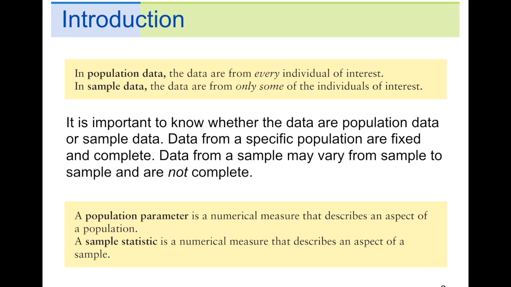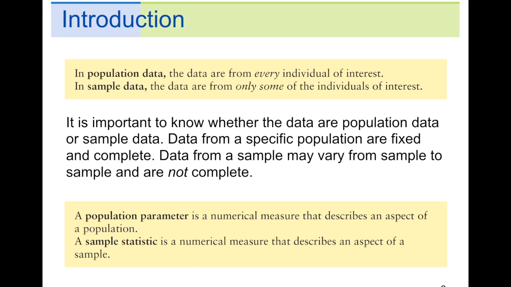So it is important to know whether the data are population data or sample data. Data from a specific population are fixed and complete. It's all of them. Data from a sample may vary from sample to sample and are not complete. So if you look at two different samples from a population, those usually would be different, but the population is all of it. Usually you want a population, but a lot of the time you have to get a sample because it's just not really feasible.